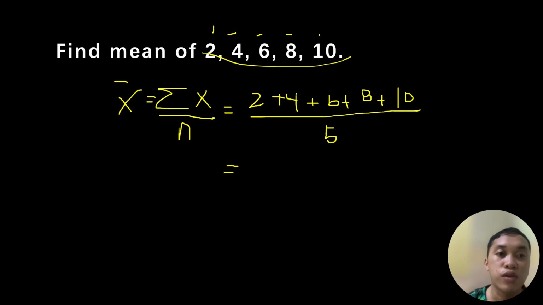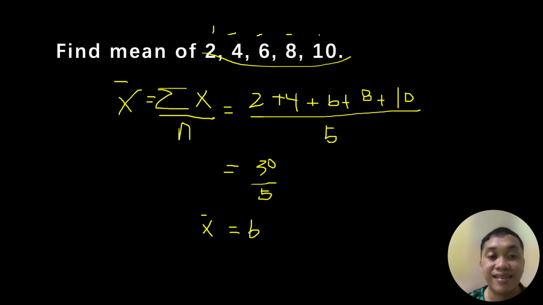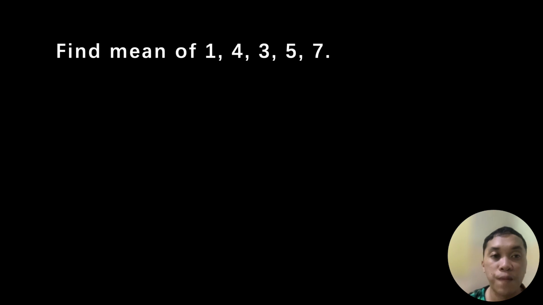Let's do the math. 2 plus 4 is 6, plus 6 is 12, plus 8 is 20, plus 10 is 30. So we have 30 over 5. 30 divided by 5 is equal to 6. That means the mean of these samples is 6. So easy, right? Let's proceed with our second example.